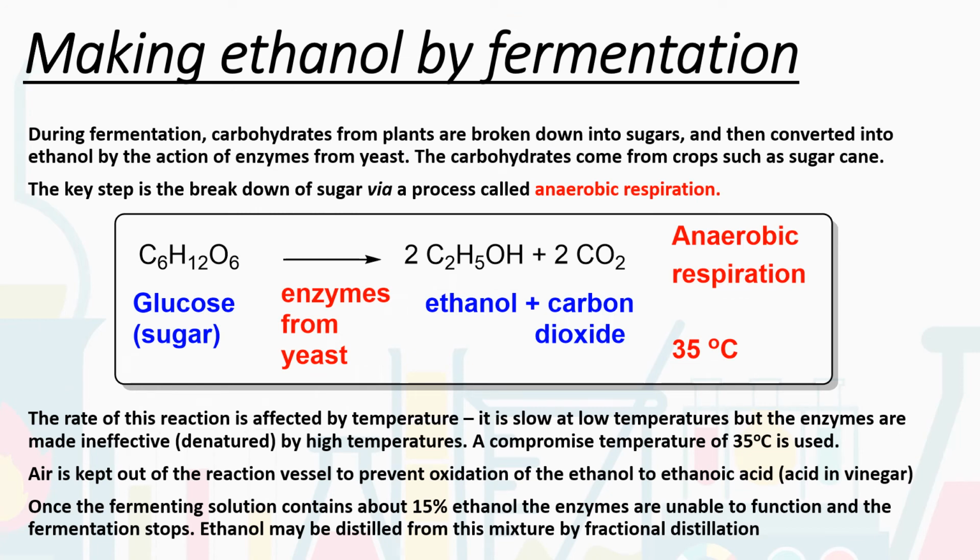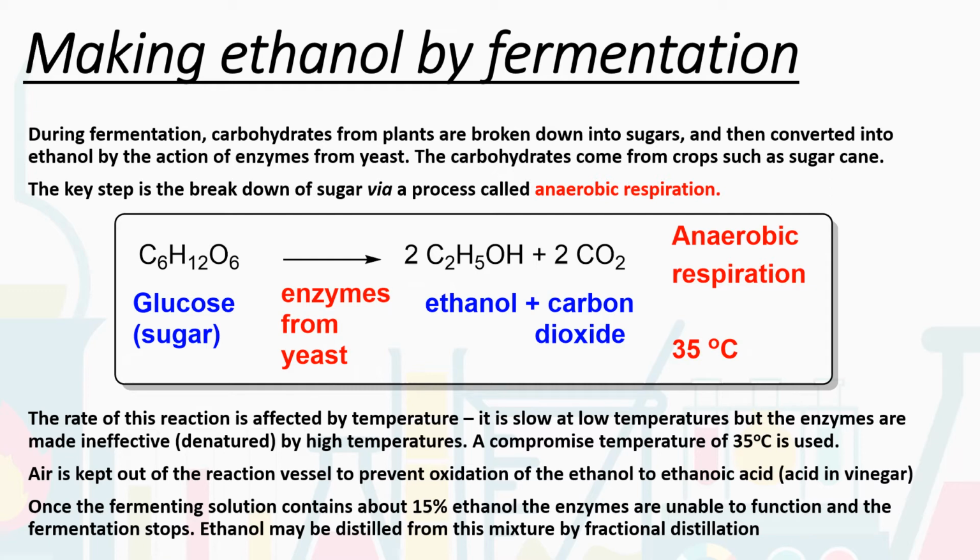So another way to make ethanol is through fermentation. And so during fermentation, carbohydrates from plants are broken down into sugars and then converted into ethanol by the action of enzymes from yeast. And so the carbohydrates come from crops such as sugarcane. And the key step in the breakdown of this sugar is the process called anaerobic respiration. That means without oxygen. And so the glucose, C6H12O6, essentially sugar, gets broken down by the enzymes from within yeast, and it produces ethanol, C2H5OH, and carbon dioxide, CO2.